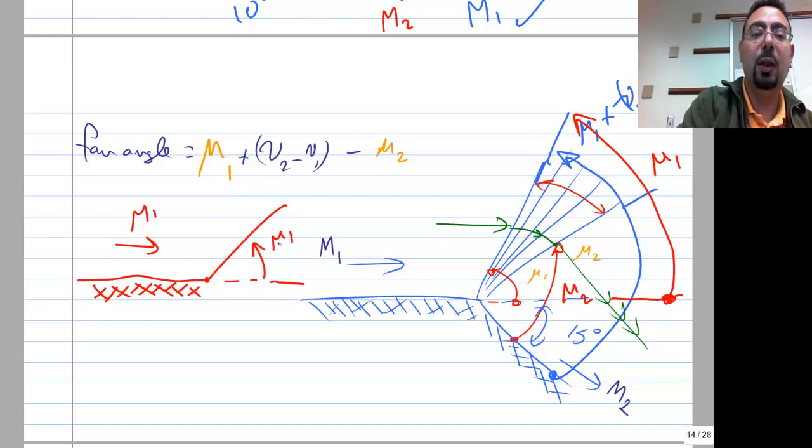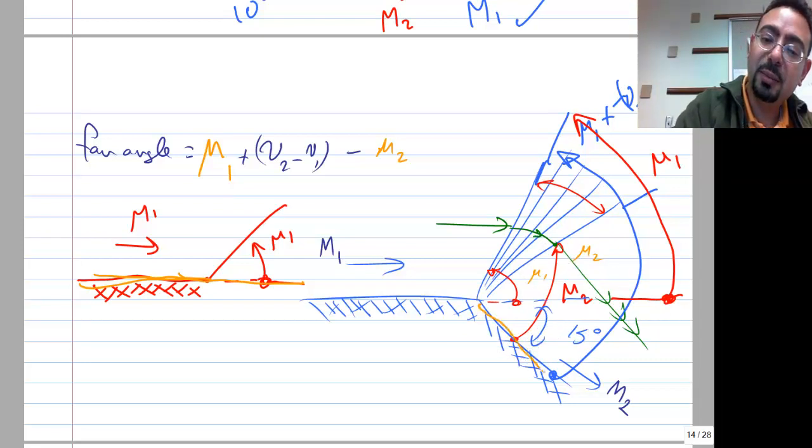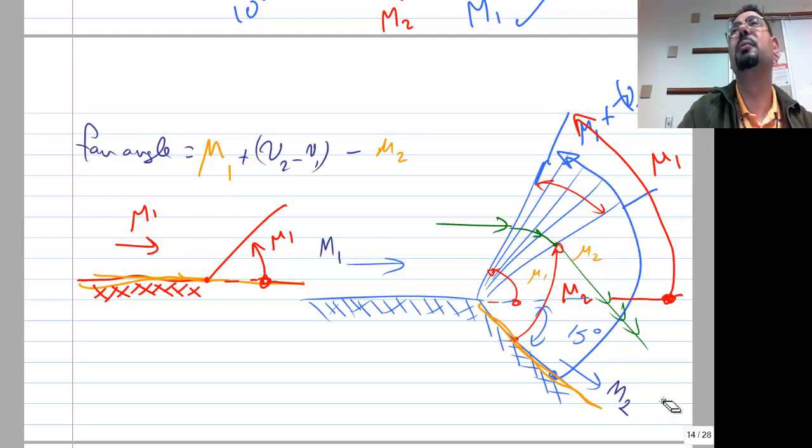mu1. And look where I'm measuring mu1, just like I measured delta and theta and everything. Where do I measure them? Excellent. From the original direction. That was the original direction, and that's why delta was measured like this, from the horizontal. And that's why mu2 was measured from this. Why? Because that's the direction of M2.